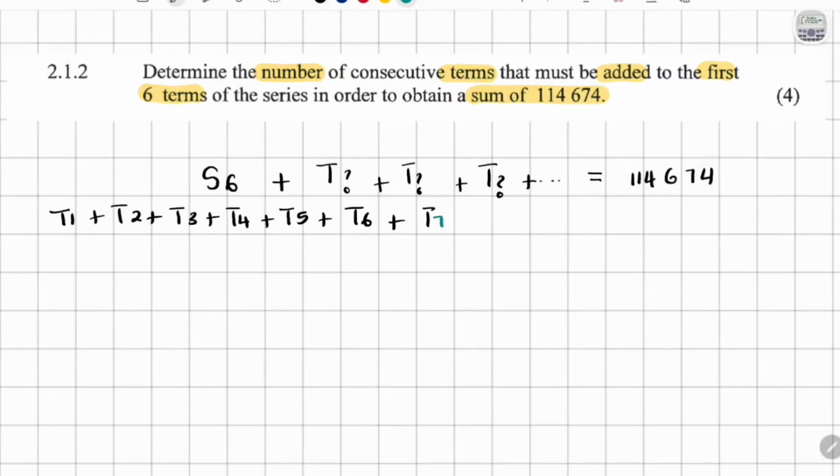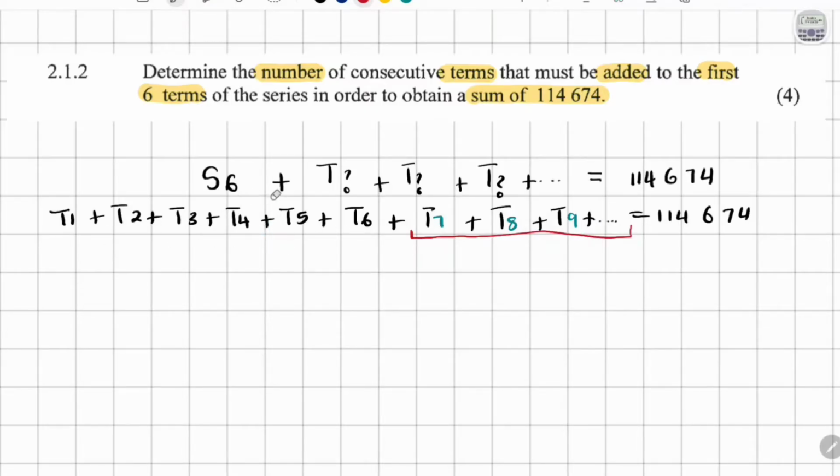We have plus T7, plus T8, plus T9 all the way, and we don't really know how many those are, but then they equal this number, right? So really what we're just trying to find out is this part. How many terms here are added to these ones in order to find this? The good thing about this, we can actually find the first 6 terms, but let's just see if it's necessary to find it or not.